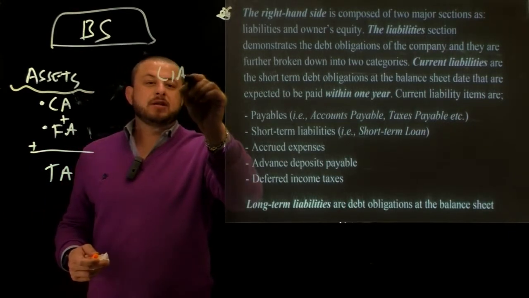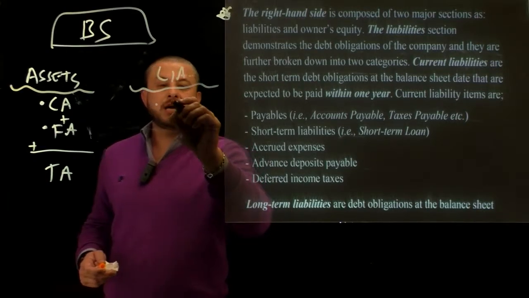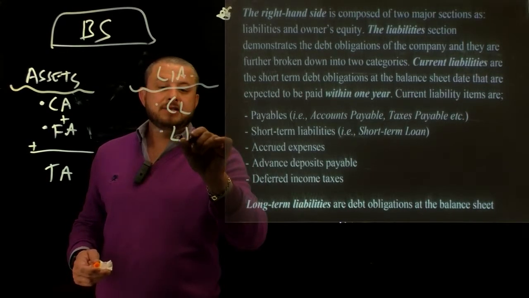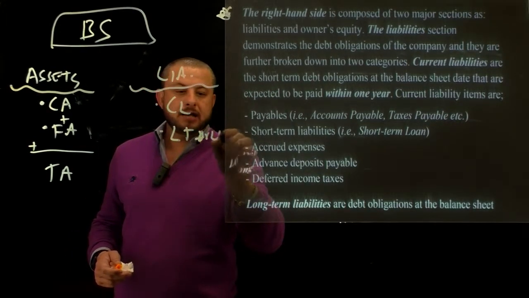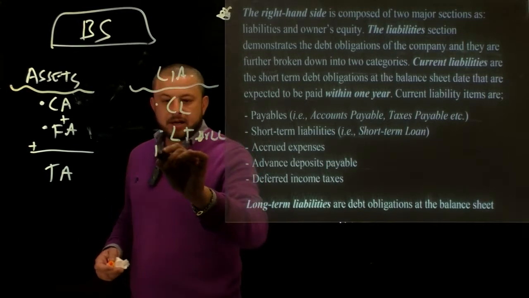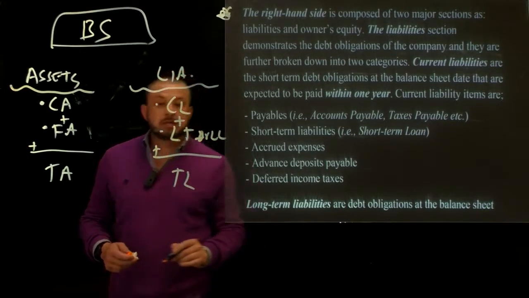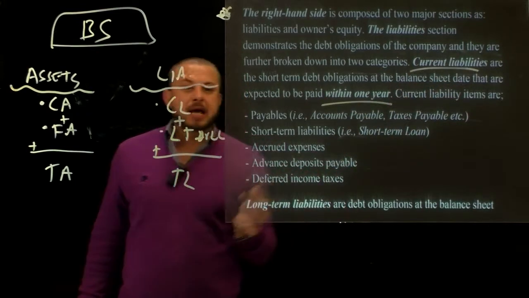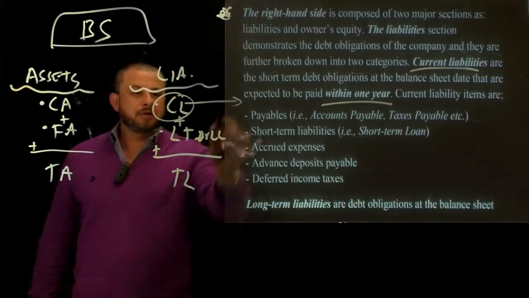So we have the liabilities section on the right-hand side. Under the liabilities section, we have CL, current liabilities, and we have LT, the long-term liabilities over here, and when I add those up, guys, I will have the TL, which is the total liabilities. Okay, current liabilities, their repayment obligations are right here. The repayment obligations are under 1 year.